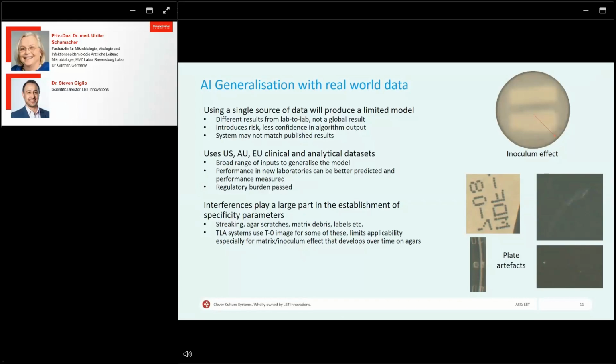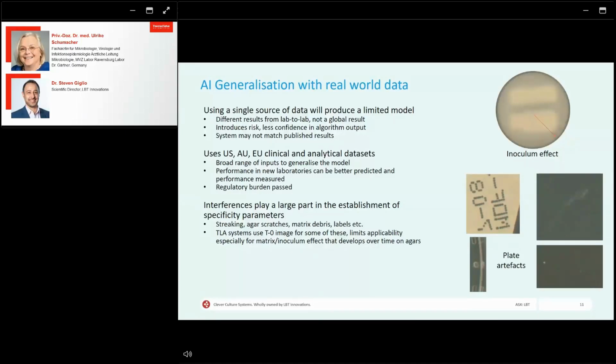So we use a very broad range of data sets across the globe. We do a lot of different things to try and make the AI sensitive to the broadness of changes that occur in labs. And we go through a very kind of hefty testing process to prove that works. And that's the proof is in our regulatory clearances for that.